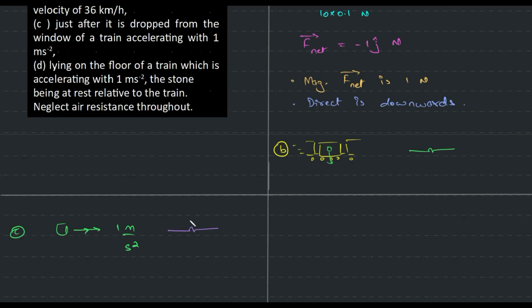See, the point is you need to have things in contact for any kind of force to act, at least contact force. Of course, gravity is a non-contact force. Now the next case: the stone lying on the floor of a train which is accelerating with 1 meter per second square, the stone being at rest with respect to the train.